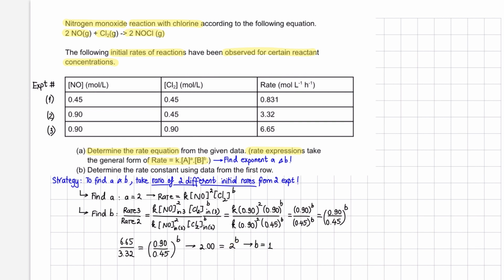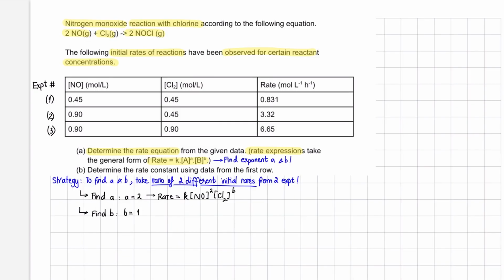From there, we can derive that b equals 1, so that 2 to the power of 1 equals 2.00. Now that we found b equals 1, our rate expression is rate equals K times concentration of NO to the power of 2 times concentration of Cl2 to the power of 1, which we can omit. So this is the answer to part A. Let's move on to part B.